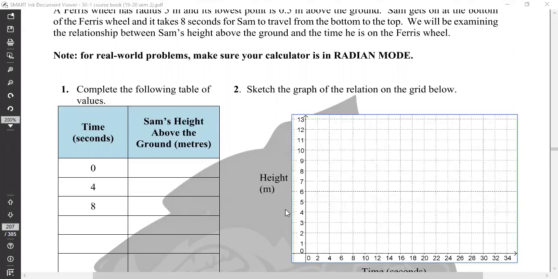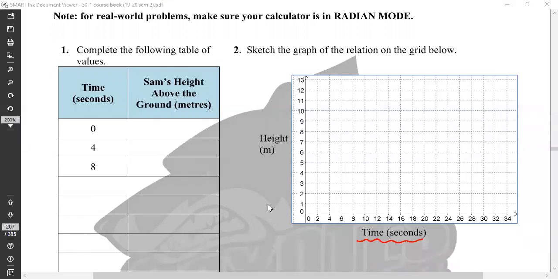Make sure, for real world problems, that your calculator is in radian mode. Whenever we do something that is an application, make sure that we are in radian mode unless there's a specific reference to degrees. And let's go ahead with this.